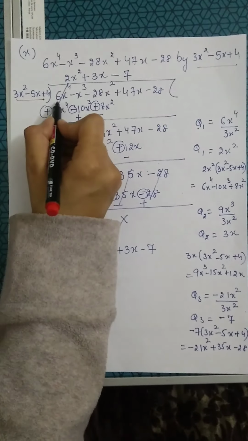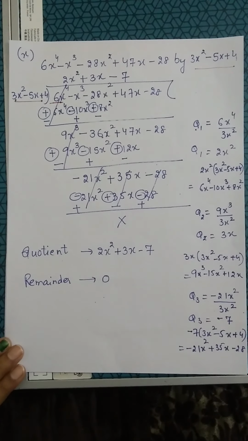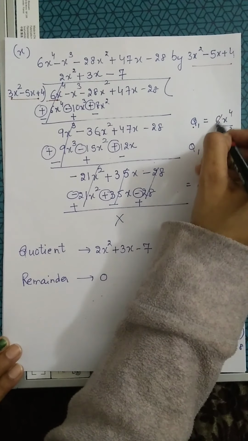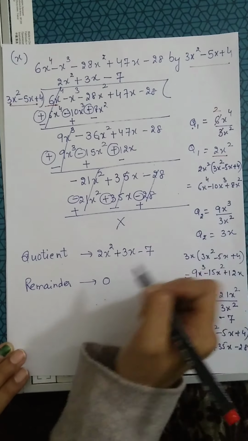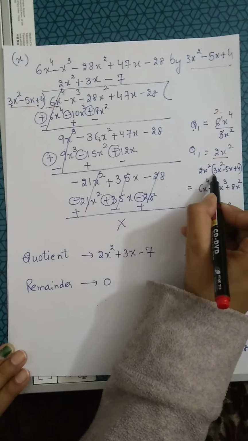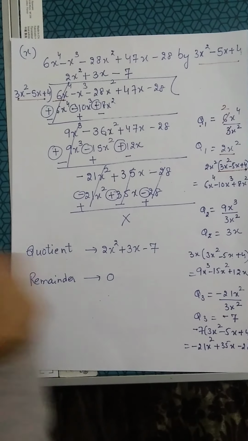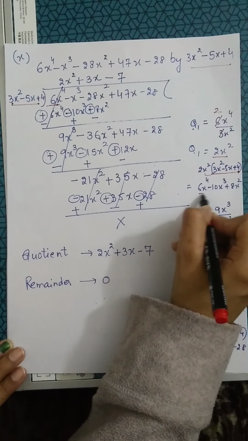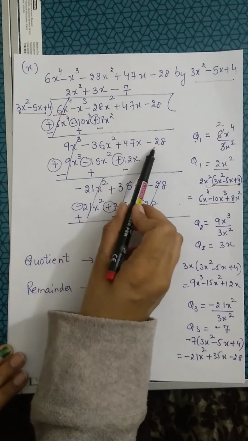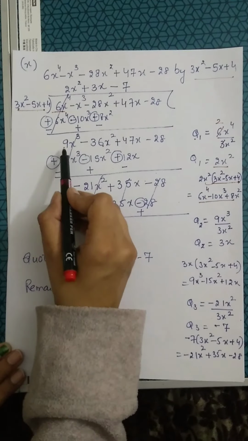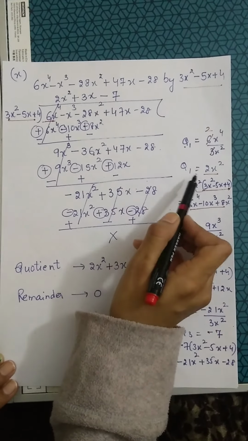Quotient 1 is the first term of the dividend divided by the first term of the divisor. So 6x raised to power 4 divided by 3x square, I will get 2x square. This 2x square will be multiplied with the trinomial this time because the divisor is a trinomial. When I multiply, I get these terms. Writing like terms below like terms, simplifying and subtracting, I get 9x cube minus 36x square plus 47x minus 28.